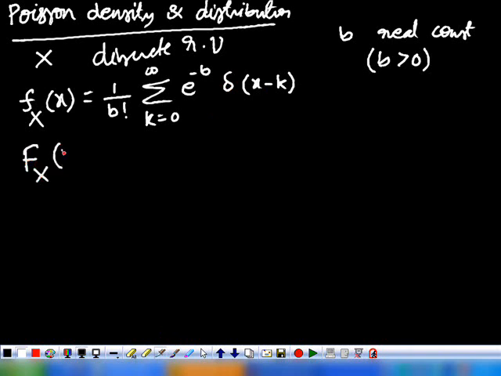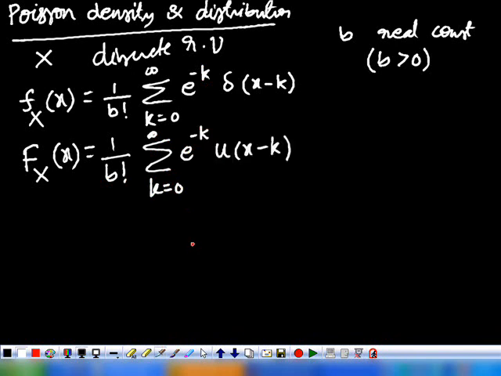Similarly, the corresponding distribution is, you will get the same value, simply replace that delta by unit step. Because b is a constant, we can take it out. So here, the density and distribution function plots are almost similar to those of the binomial density. We encounter this Poisson density and distribution function in many applications like queuing theory. We find such types of random variables, and they can be modeled by these density and distribution functions.